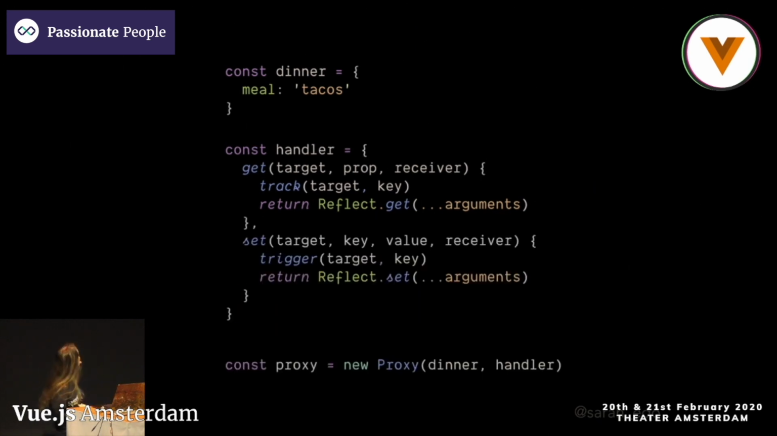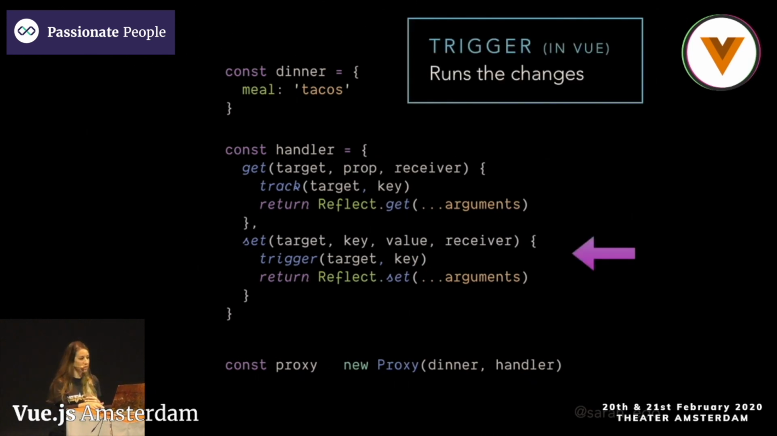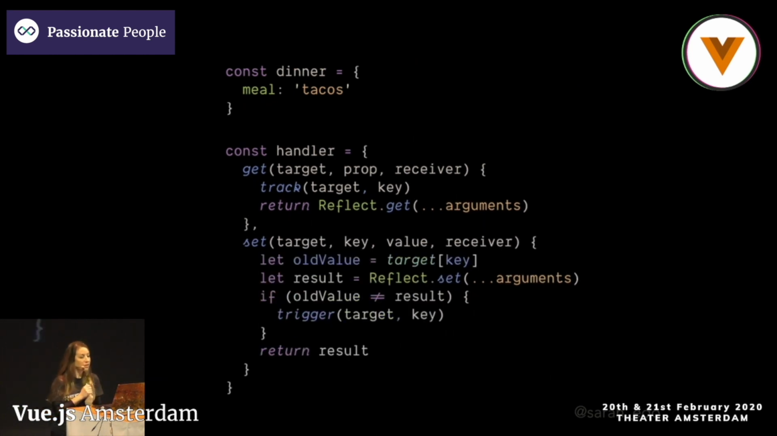So the next thing we're going to do is set some values. So we're also going to, again, use the receiver and we're going to use reflect. But above that, we're going to use trigger. What trigger is going to do is run the changes. We're going to run the effects. We're going to run anything that needed to be updated inside of that. So here, we're going to do a simple check. We're not going to run all of that if we don't need to, right? If the old value is the same as the new value, we don't want to do that work. So we're just going to do a simple check. Is the old value the same as the new value? Okay, great. If not, then we're going to trigger this.